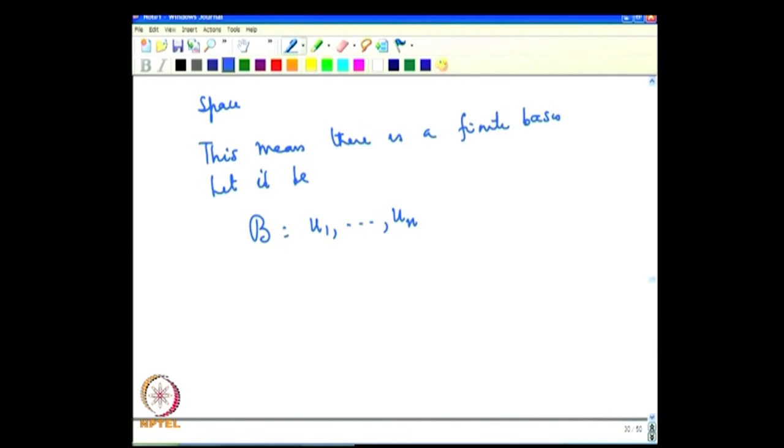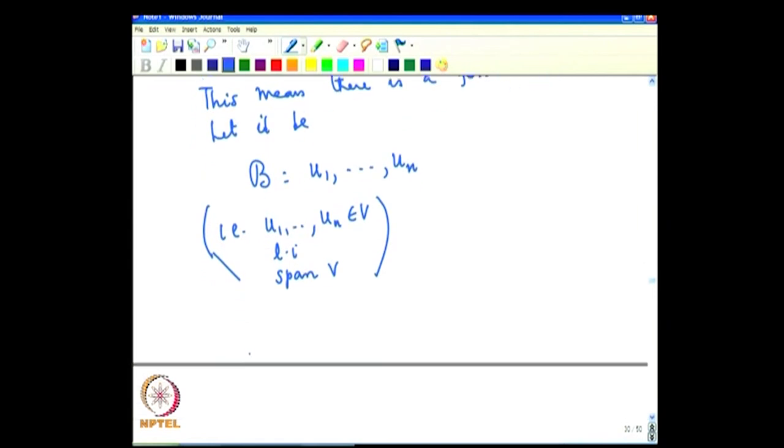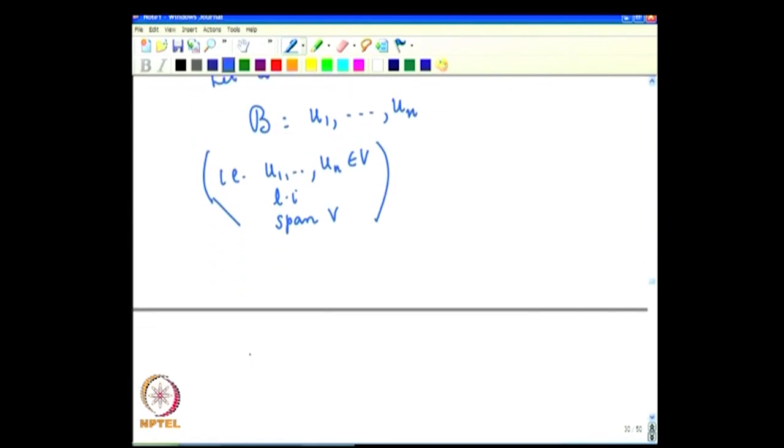That means every vector in V is a linear combination. That is, u1, u2, ..., un are vectors in V. They are linearly independent and they span V. This is what we mean. Span V means everybody is a linear combination of these u1, u2, ..., un.